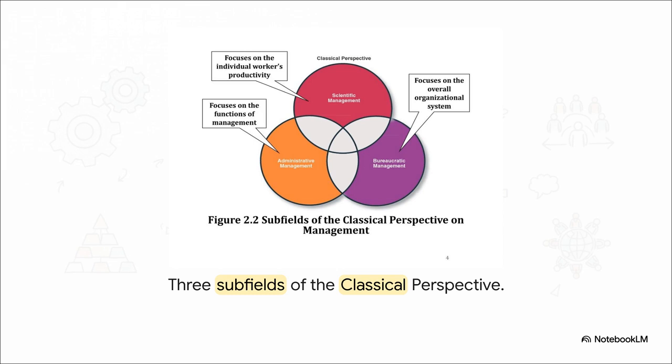As you can see, classical management is built on three distinct pillars. First up, we have scientific management, which focuses purely on the individual worker's productivity. Next is administrative management, focusing on the actual functions of management itself. And finally, bureaucratic management, which zooms out to look at the overall organizational system. Let's break these down one by one.